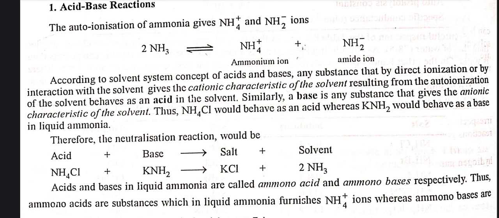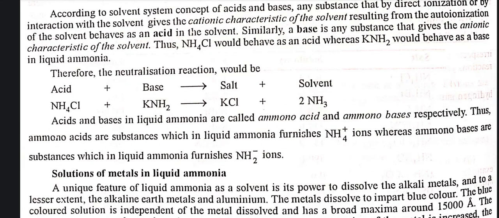Therefore, the neutralization reaction would be acid plus base gives salt plus solvent. That is, NH4Cl plus KNH2 gives KCl plus 2NH3. Acids and bases in liquid ammonia are called ammono acids and ammono bases respectively. Thus, ammono acids are substances which in liquid ammonia furnish NH4+ ions, whereas ammono bases are substances which in liquid ammonia furnish NH2- ions.